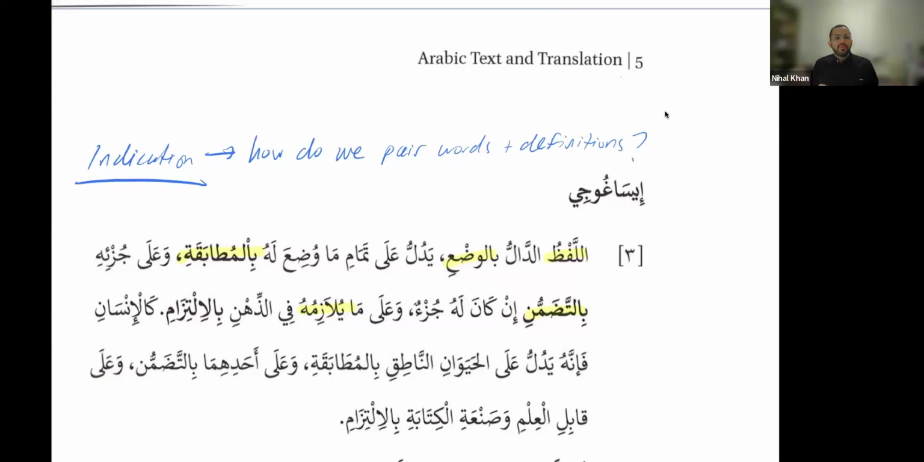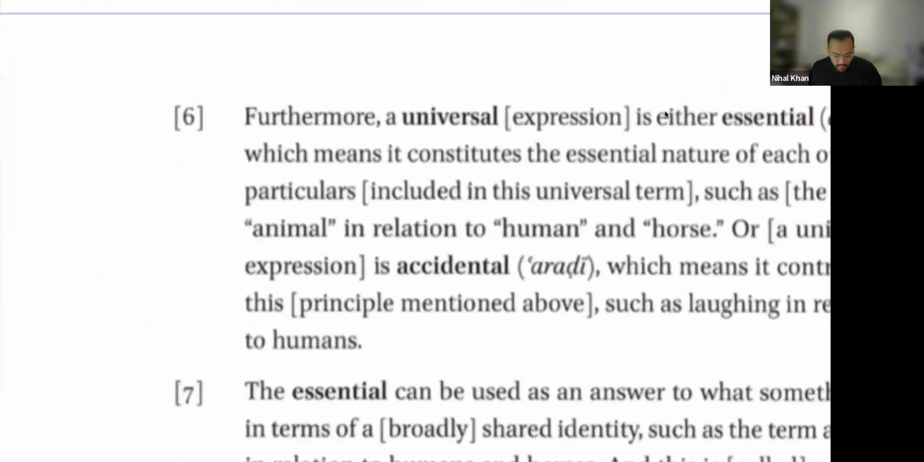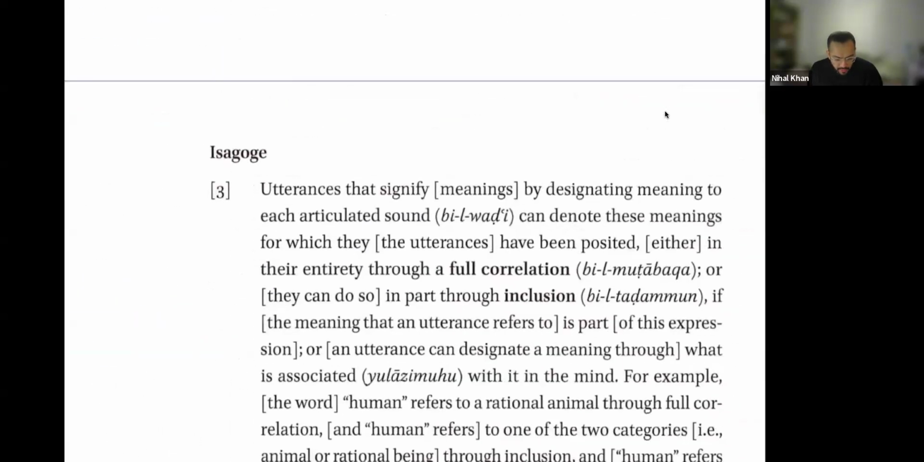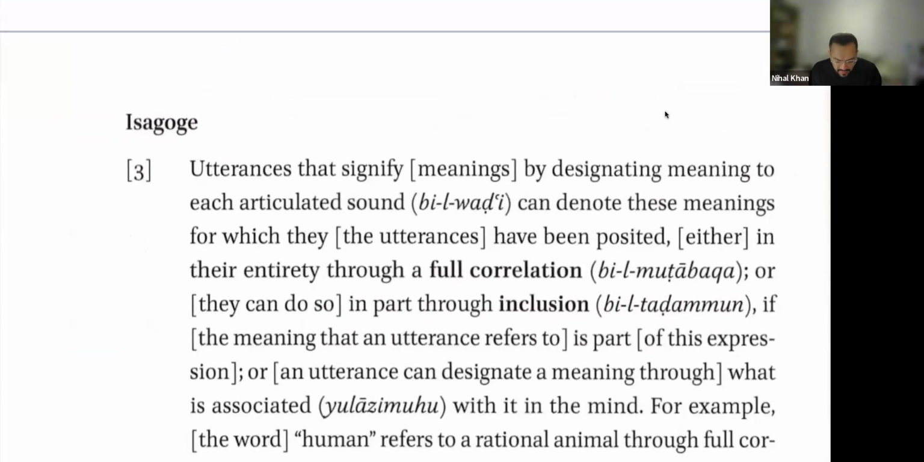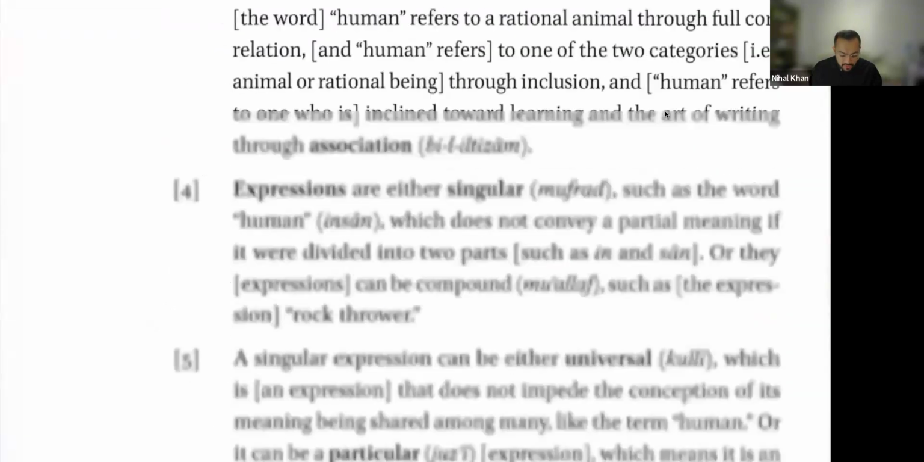So now what we're going to do is talk about indication. This section is going to be about what we would call dalala, okay? Ad-dalala, which is called what? Indication. Now I'm going to go to the English. Oh, I think I was up here. Sorry. Utterances that signify meanings by designating meaning to each articulated sound, bil wada', can denote these meanings for which they have been posited. So we're going to talk about each one of these, okay?